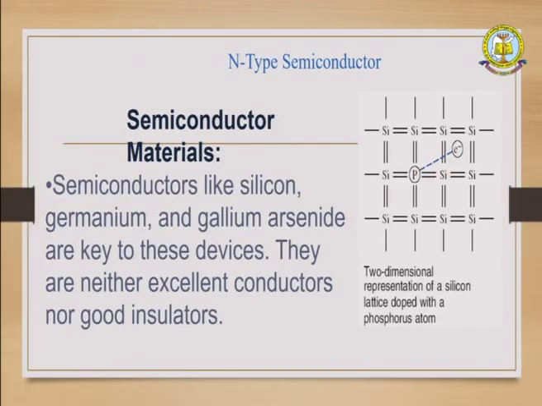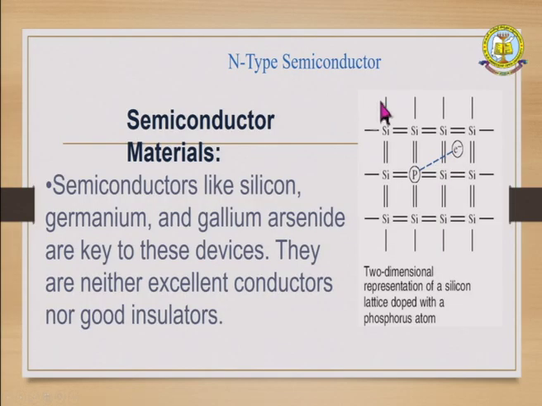Special semiconductors mean basic diodes and transistors. Diodes depend on the type, N-type and P-type semiconductors. The materials used are germanium and silicon, which depend on the band gap. Look here. N-type semiconductors use materials like silicon, germanium and gallium arsenide, which are key to this device.